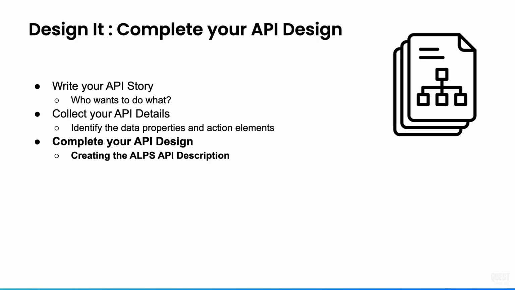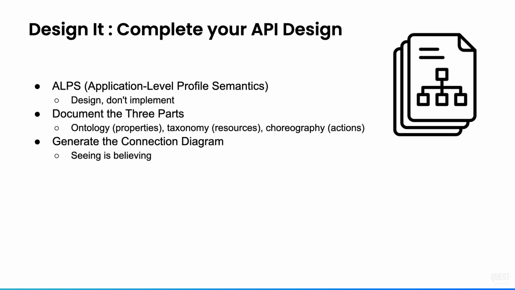All right, now we're on to the last step. We've got a story, we've got a vocabulary document. Now we need to complete our design by creating our ALPS profile semantics document that has all of those details in a usable form. Now, we talked about ALPS in a previous lesson. ALPS helps us focus on the design, not the implementation. We may need an OpenAPI spec or an AsyncAPI spec further down the road, but right now we're still in the design phase. We haven't really worked out those details yet.